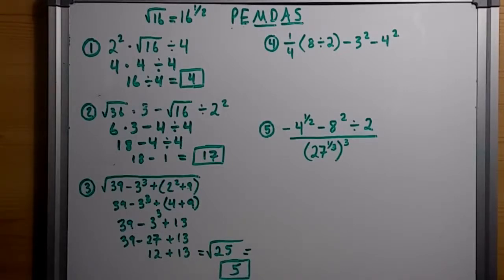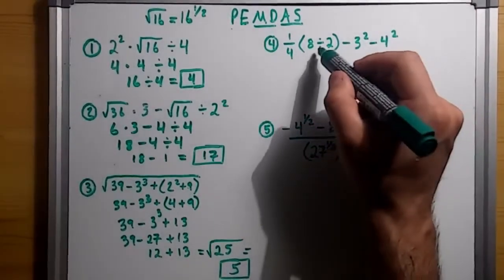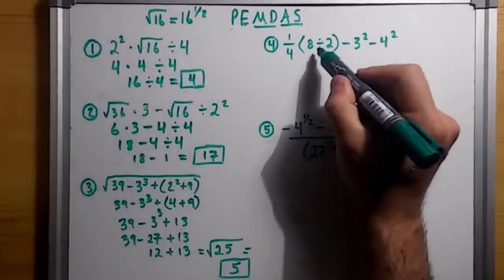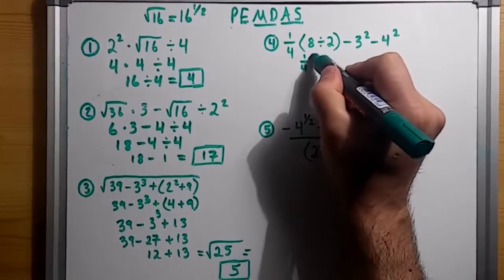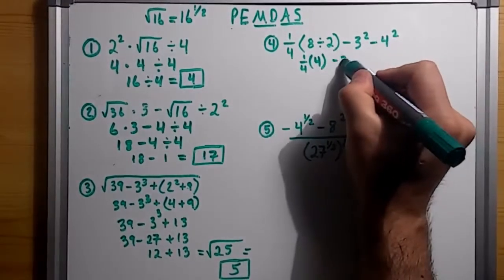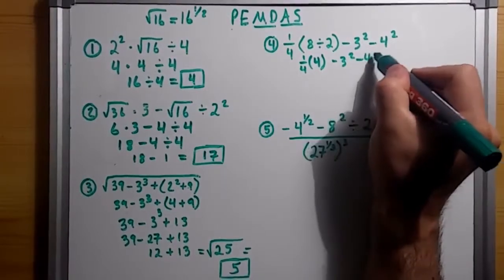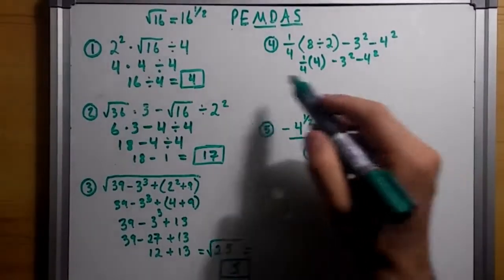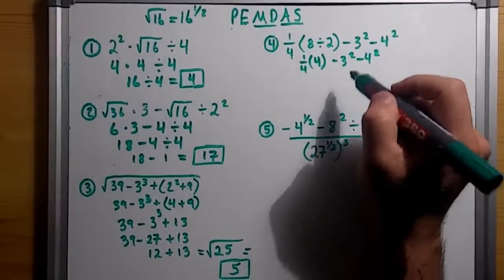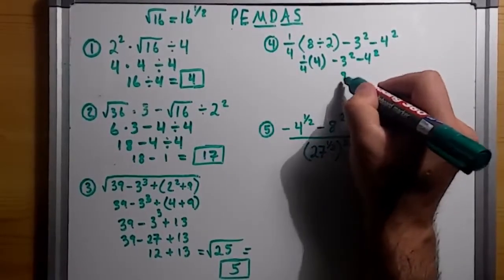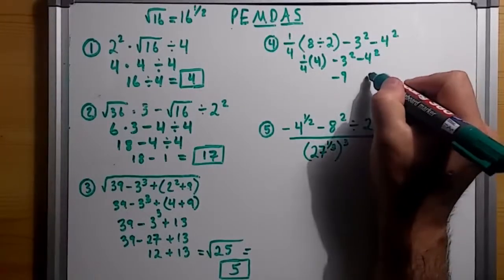Moving on to number 4, I have a set of parentheses right here. I'm going to take care of that first. 8 divided by 2 is going to give me 4. Well, now I've taken care of any parentheses. Moving on to exponents, well, I have a 3 squared here. 3 squared is just 9. And 4 squared is 16.